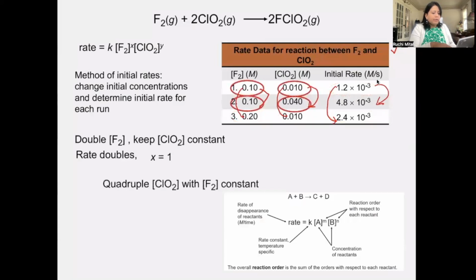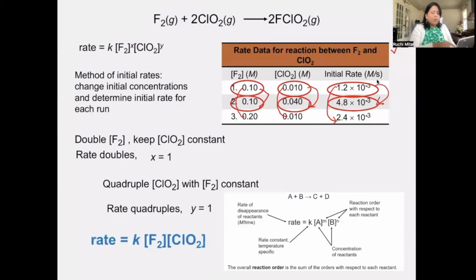And therefore, we say the values, rate is quadruple, that is also 1. And as a result, we will be able to write this rate law equation. Rate law is equal to K times concentration of fluorine.